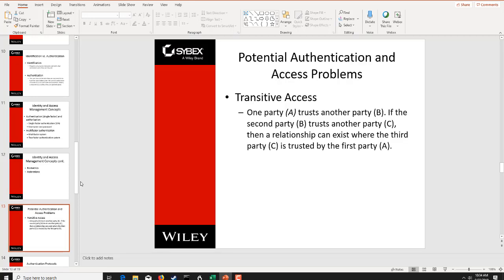So, potential authentication and access problems. The main one here is transitive access. Transitive basically means involving some sort of transition. So we get into system states at this point in time. Keep in mind as you learn how transitive access works: say that one party trusts another party, and if a second party trusts the first party, the third party can automatically trust the first party if they trust the second party.